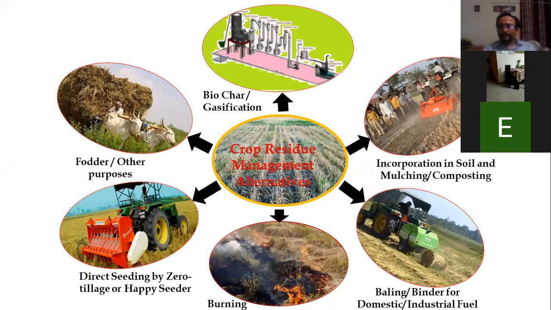Incorporation or mulching of the crop residues by the rotavator machine. Crop residues can be incorporated into the soil, which ultimately increases the biomass of the soil and the humus content of the soil. Baling is the process to form bales of the residues, which can ultimately be used for burning in industry as a fuel material. Burning is the oldest method, but not eco-friendly. Direct seeding, zero tillage, happy seeder.